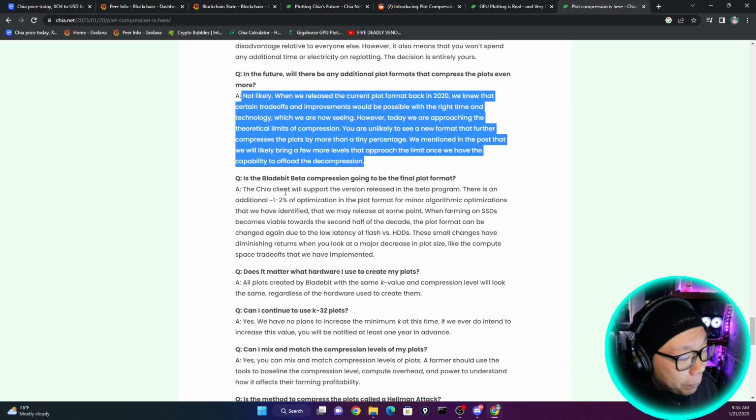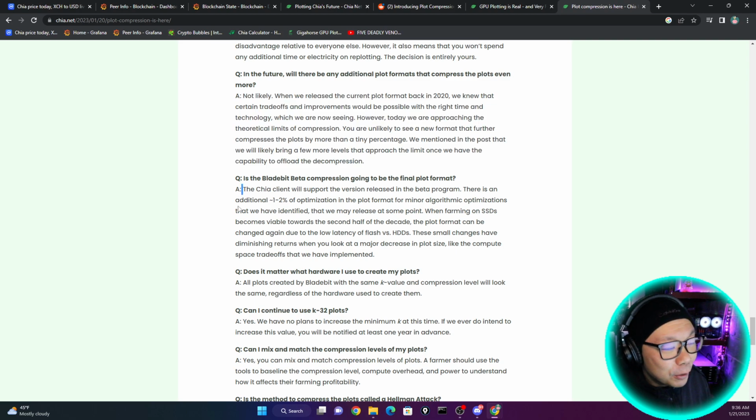Is the BladeBit beta compression going to be the final plot format? Just reading that question, I'm going to answer it before I even read their answer: I've heard this over and over again. Is it final after we do NFT? We haven't heard anything since, but now all of a sudden you can compress plots, but you have to recreate them. All right, so now we'll read into their answer.